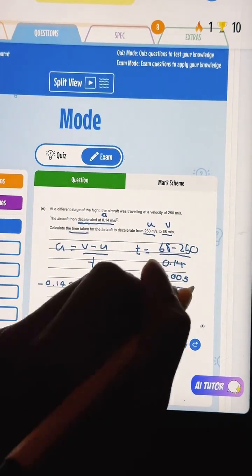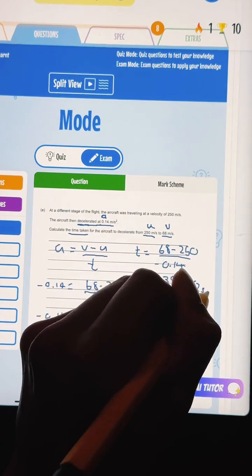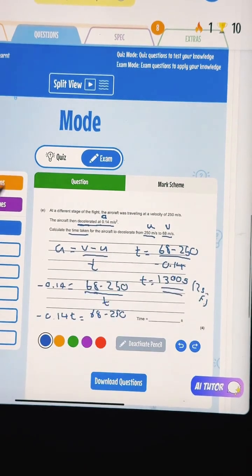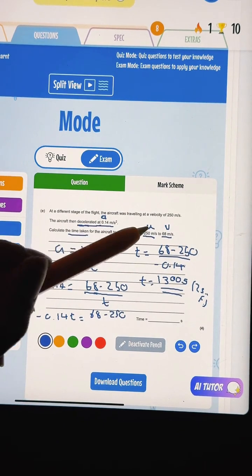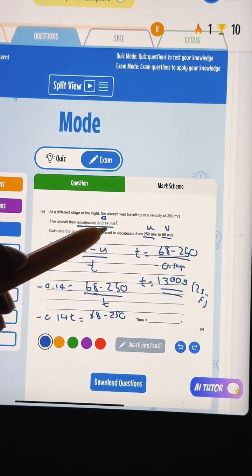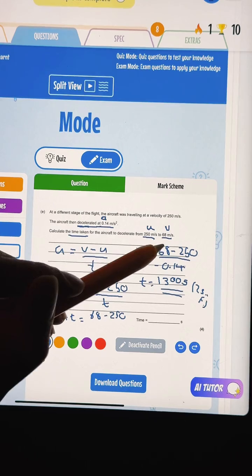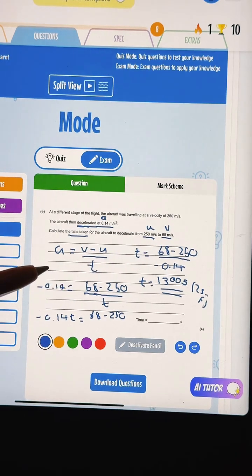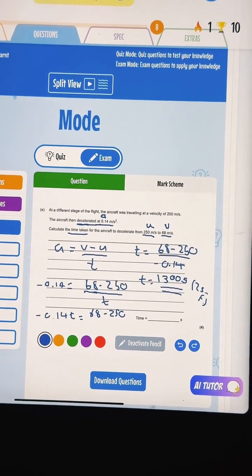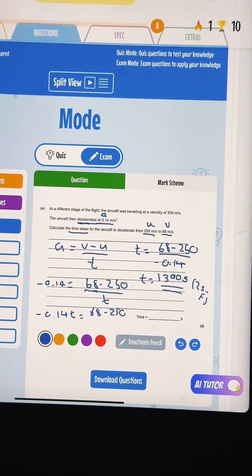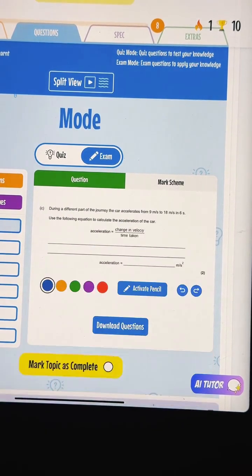Now that is to two significant figures, and that is because all the other numbers given in the question are all to two significant figures: 1, 4, 2, 5, 6, 8. So that's why I've given it to two significant figures. Right, let's move on to the next one.